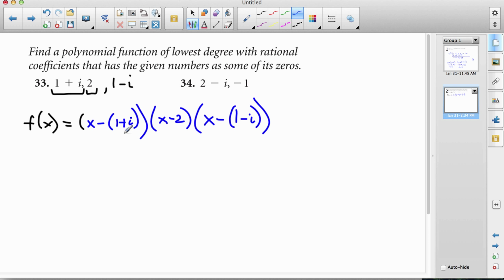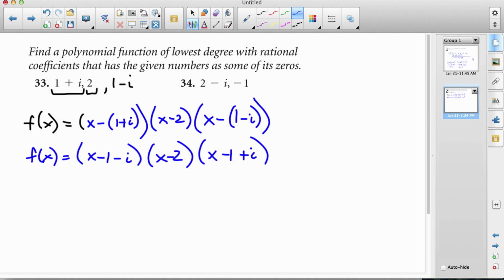It might have been that you got tricked up in some of these brackets here. Now, I put this in brackets because you're subtracting that whole thing, so I have to apply the negative sign to both. So it'll be x minus 1 minus i, and this will be x minus 2. And then this one will have to be x minus 1 plus i.